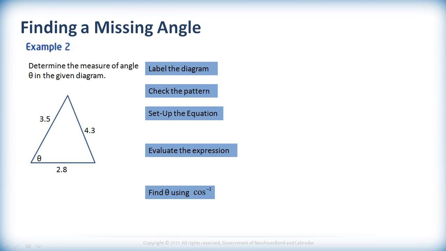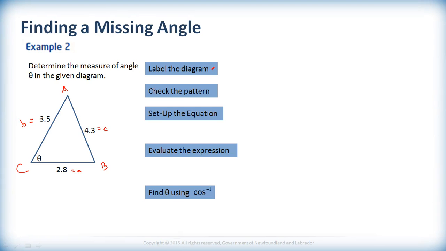Let's see how we use cosine law to find a missing angle. So first we've got to label up our diagram. That's our first step that we have listed up here. So let's go with A, B, and C for our three angles. And then that makes this side C, and side A and side B will have to be up here.